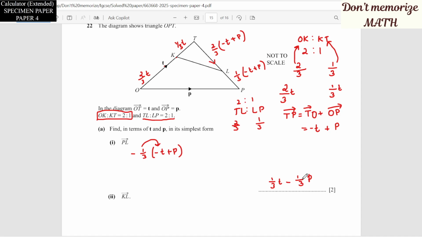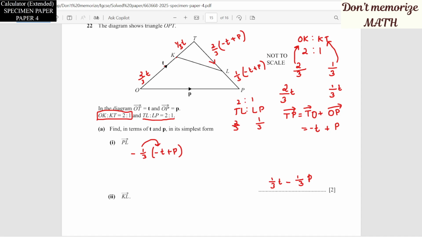So the length or the vector, we cannot say the length or magnitude, it is just a vector. So the vector PL is 1 over 3 t minus 1 over 3 p. So 2 marks, one is for this t part and 1 mark is for 1 over 3 p.